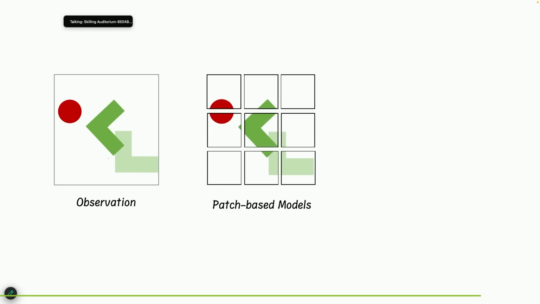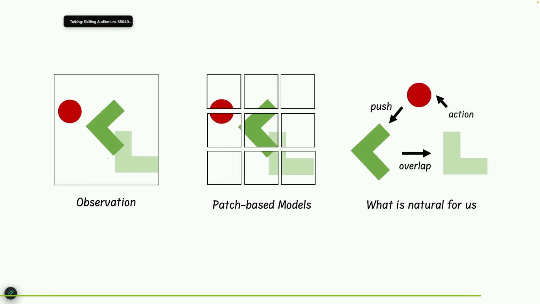So to understand this object dynamics, what the current models are doing is like this. They patchify the image, and they try to predict what will happen in each patch. But what you want to understand this mechanism is things like this: you have each object, and you want to know how one object influences the others.